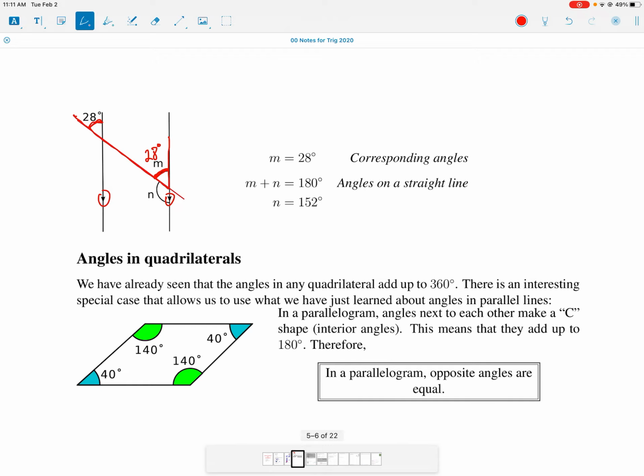And we know that M plus N here needs to equal 180 because it's part of this line right here where it needs to add up to 180. So we can subtract off M from 180 and we can get N equals 152.